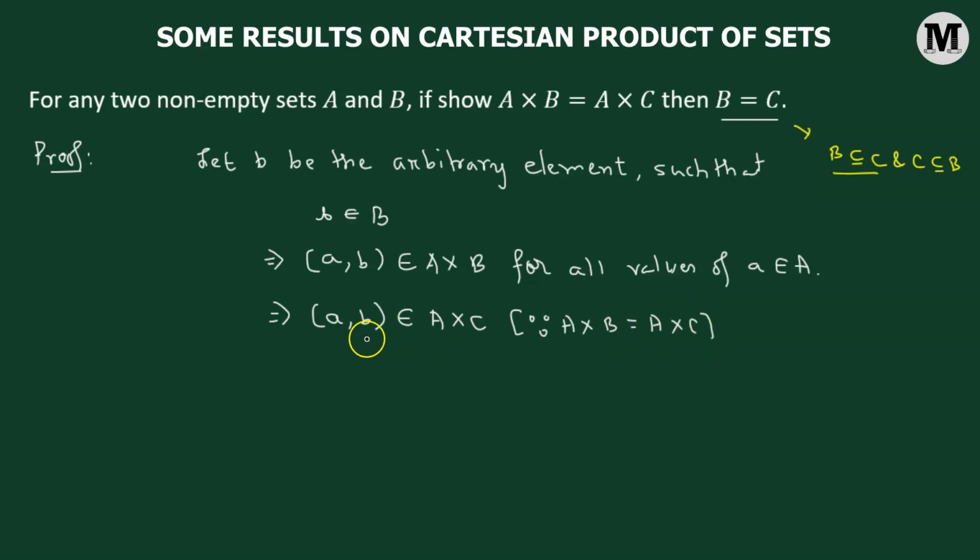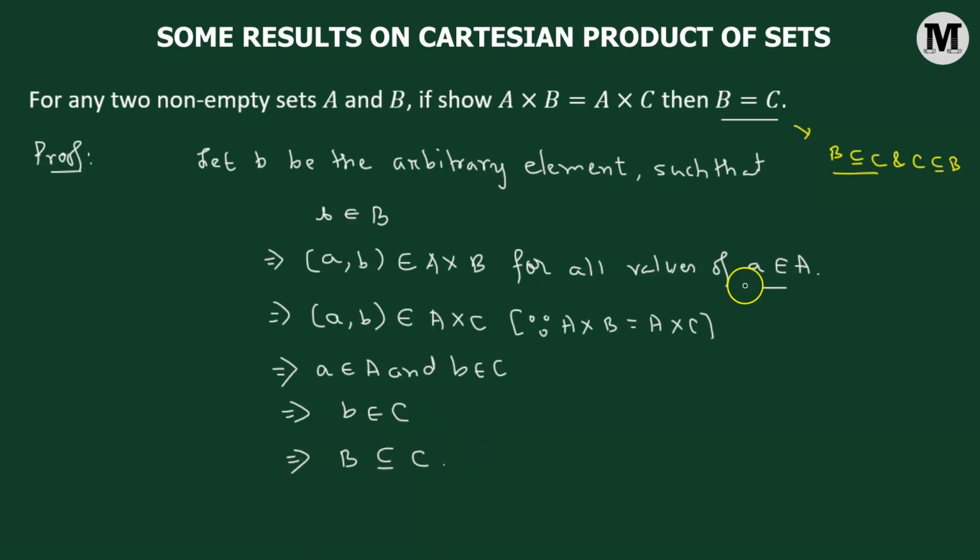Fine. So we have the ordered pair (a, b) belonging to the Cartesian product of A and C. Now using the definition, the first element a belongs to A, and b belongs to C. But we have already established that a belongs to the set A. So this simply means that we have the element b belonging to the set C. We started out by considering b belonging to the set B, and we were able to show that the same element b is also a member of the set C. This simply tells us that B must be a subset of the set C.